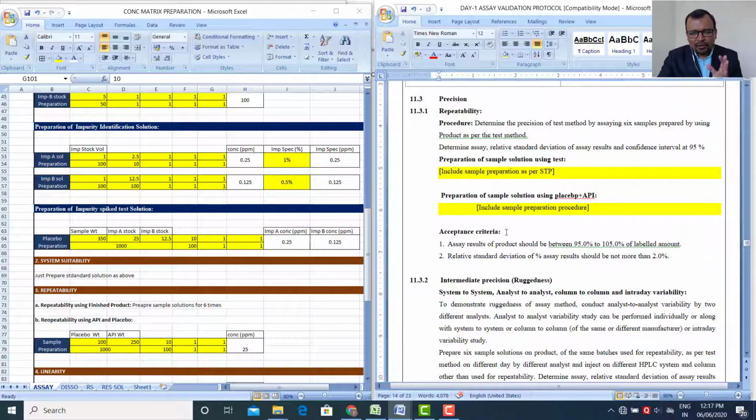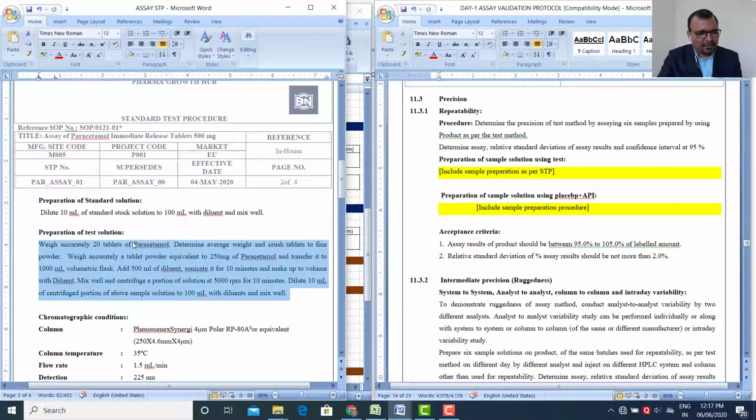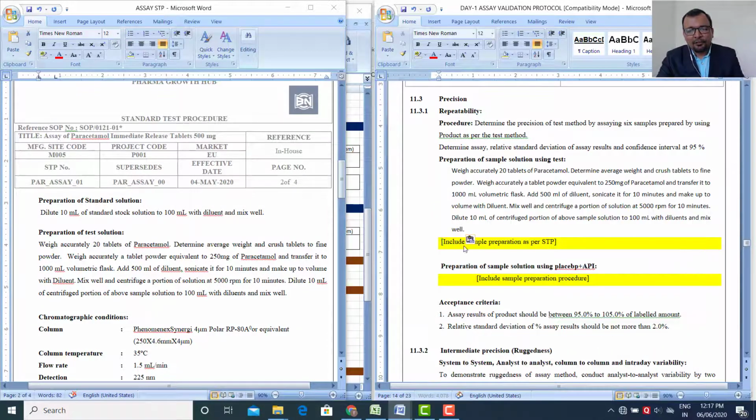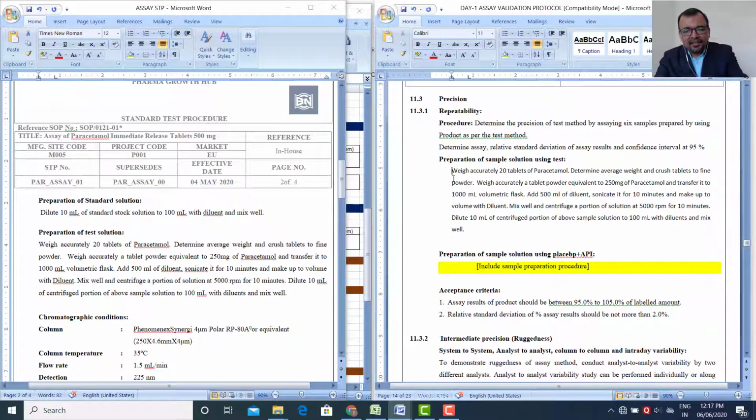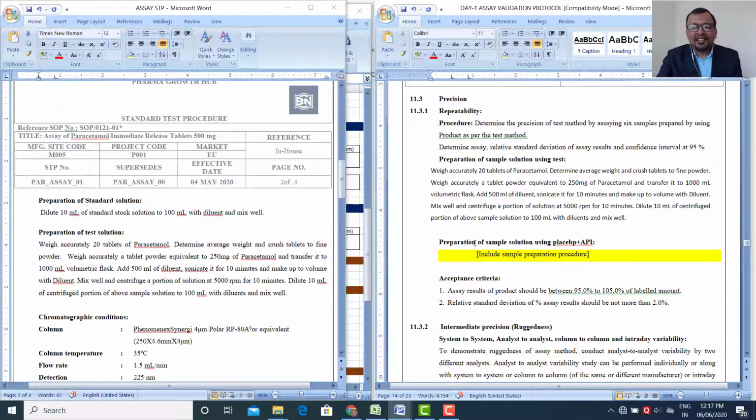What you have to do is follow the same sample preparation procedure. I will just copy the content over here, and this is the way you can prepare the precision sample and perform the sample preparation 6 times.